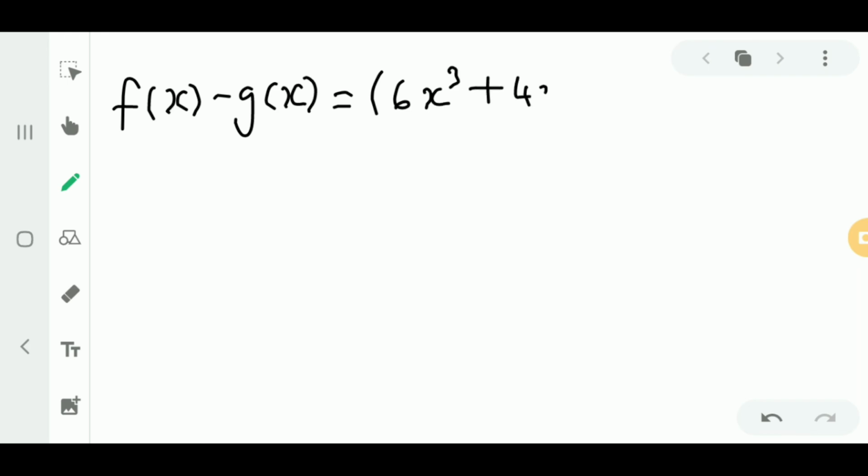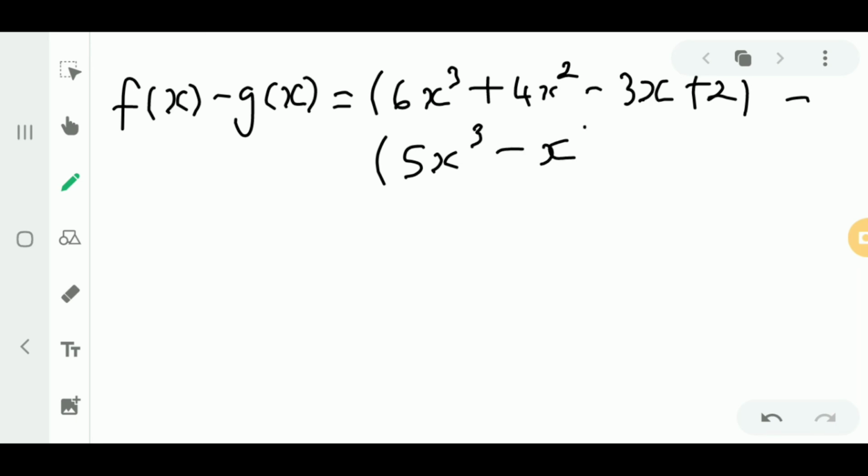So now let's say we're doing f of x minus g of x. So again, we have to put f of x first. So that's 6x cubed plus 4x squared minus 3x plus 2 minus g of x, which is 5x cubed minus x squared minus 4. Now because we are subtracting, the signs in the second bracket would change. So we can write back the first bracket as is.